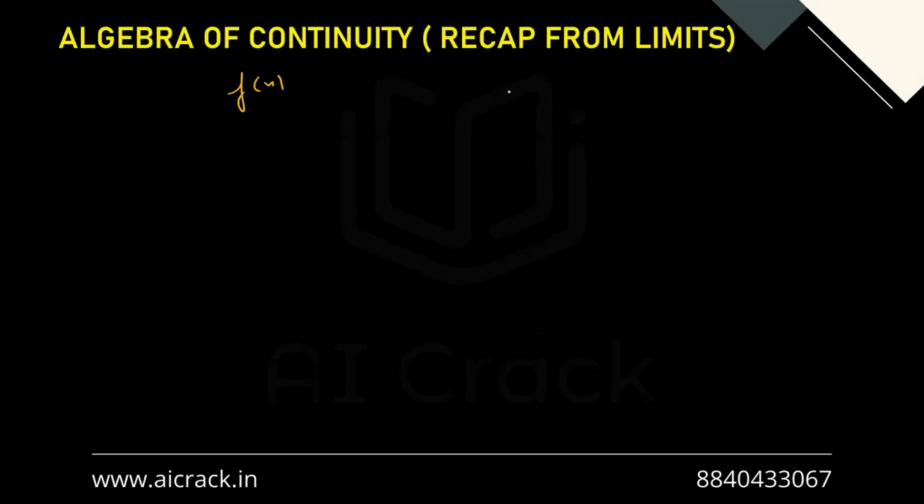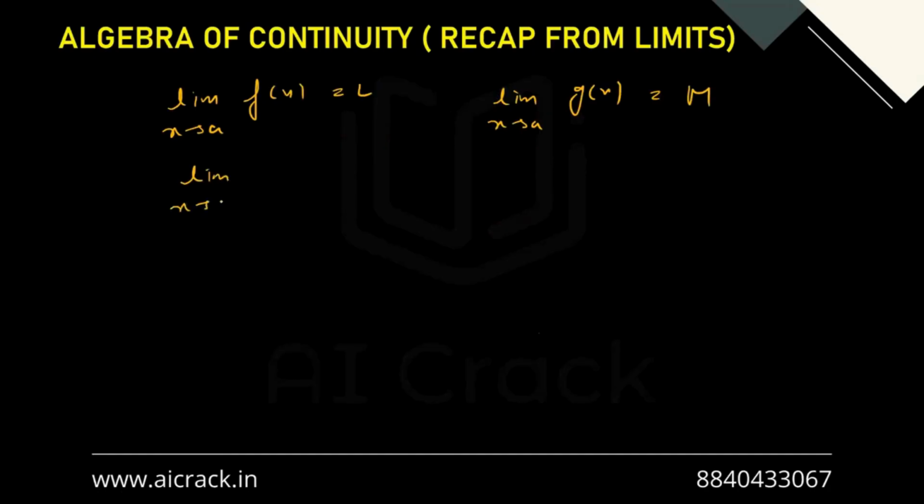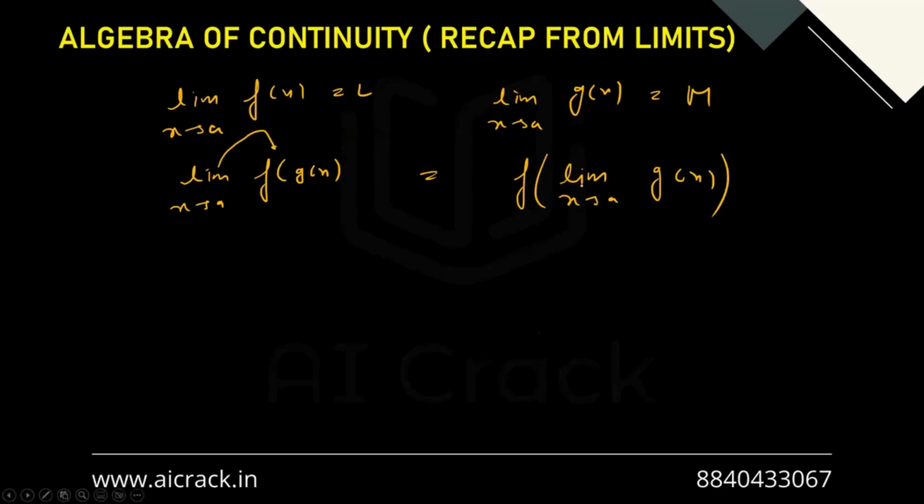So we have two functions f(x) and g(x), and both of their limits are existing: limit as x approaches a of f(x) equals L, and limit as x approaches a of g(x) equals m. Now if we talk about the composite function, limit as x approaches a of f(g(x)), we said that this was equal to f of limit as x approaches a of g(x). Now this seems pretty obvious, that we have pushed this limit inside the function and these two are going to be equal, but it's not that obvious.